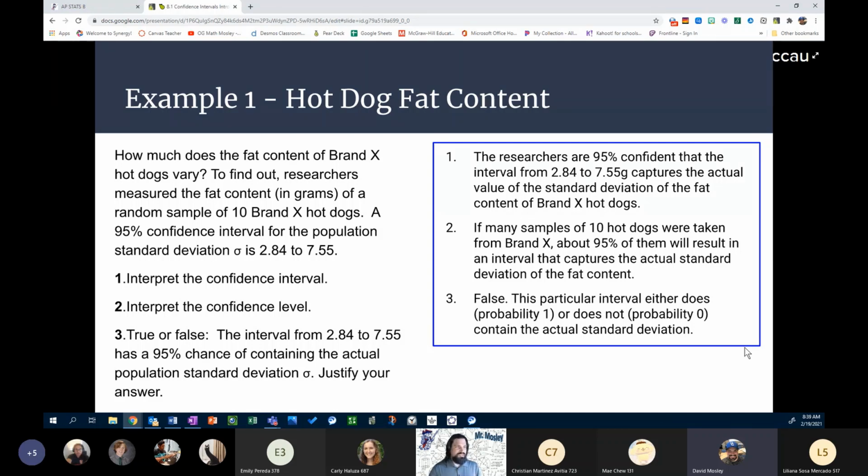There's 95% of our samples, if we did this over and over again, would contain the actual parameter, but each particular interval either does or does not. Okay, so we have to read these things pretty carefully to answer the questions properly. Is there anything I can clarify about this example or explain in more detail?